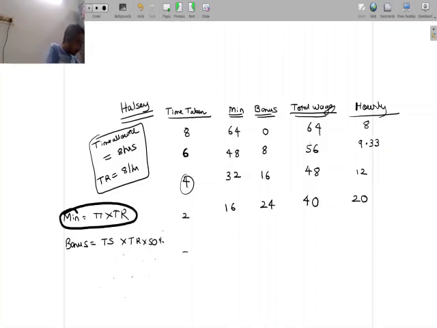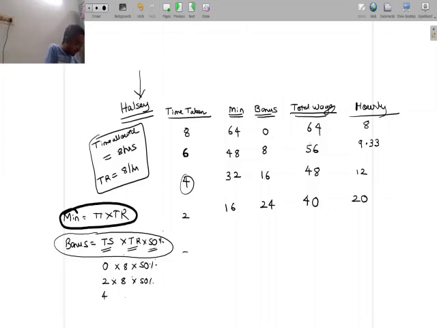And then for bonus, this is the formula I've used for Halsey here: time saved into time rate into 50%. For example, if it's 8 hours, no time saved, into 8 rupees into 50%, obviously 0. For 6 hours, 2 hours is the time saved, into 8, 16, into 50%, you get 8 here. For 4 hours, time saved is 4 hours, into 8, 32, into 50%, you will get 16. And for 2 hours, time saved is 6 hours, into 8, 48, into 50%, you get 24.